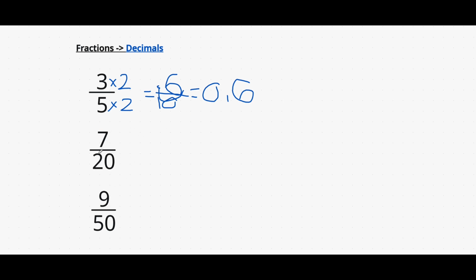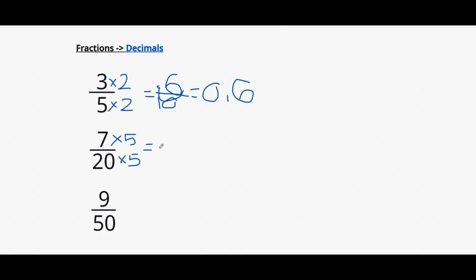Okay, now let's look at our second one, 7 over 20. Again, we're going to change the denominator into a 10, 100, 1,000, and so on. So we can't change it to a 10 because 20 is already above 10. But let's change it into 100 instead. So we could do 20 times 5 because 20 times 5 equals 100. And again, if we multiply down here, we multiply up here. So 7 times 5.